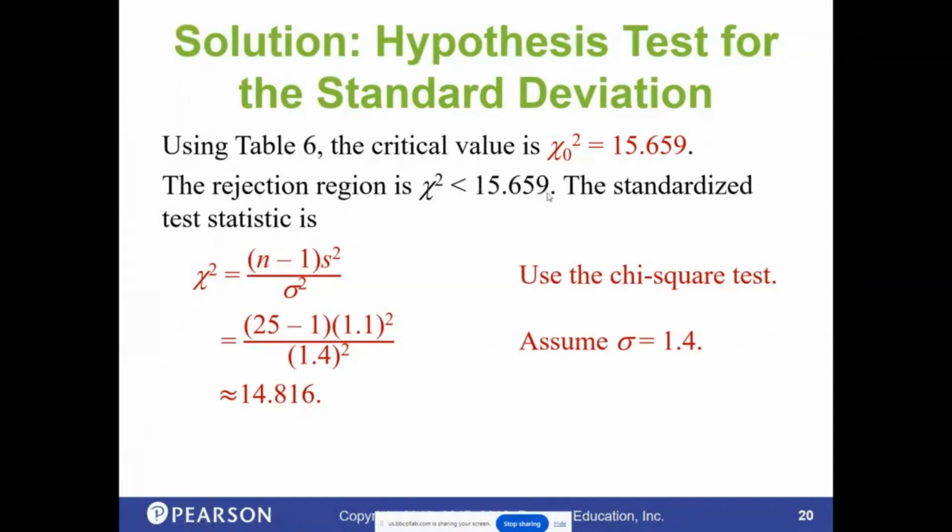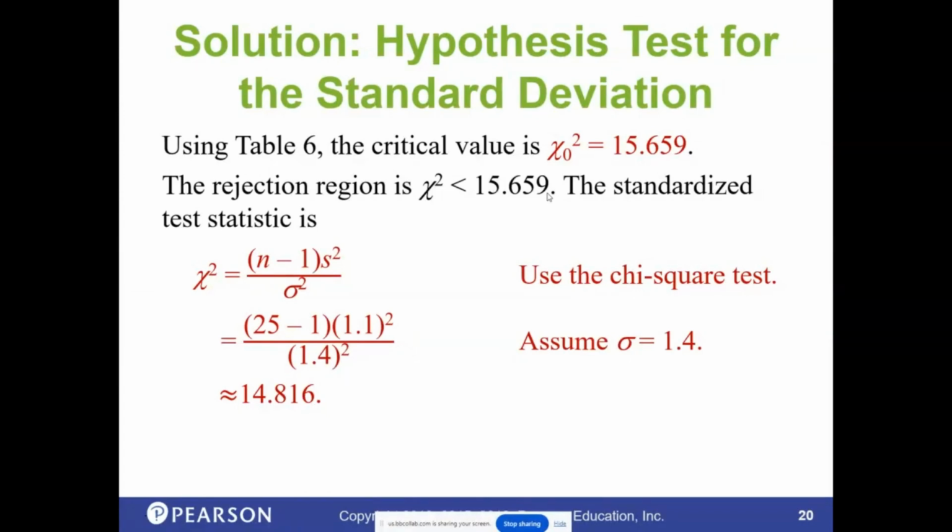So keep in mind, this time we were given the standard deviation, not the variance. So we need to square those values, where we didn't have to worry about that before because they were given as a squared number. So the 1.1, that was our S, we square that. The 1.4 from our claim, we square that. We end up with 14.816. Is that in your rejection region? It's less than 15 point whatever, right?